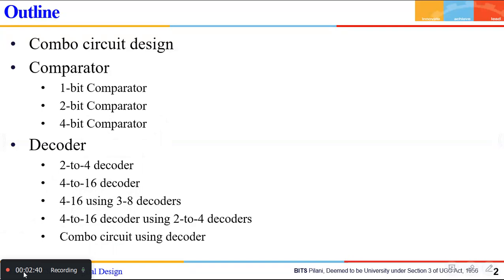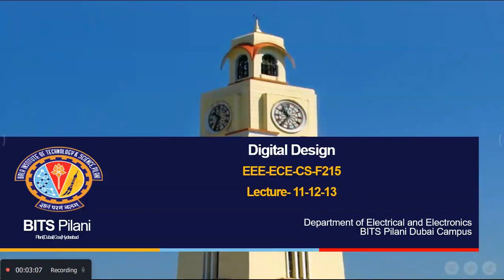Next you are going to study about the decoder, right? 2 to 4 line decoder, 4 to 16 line decoder, 4 to 16 using 3 to 8 decoders. This decoder is nothing but something that decodes the code and gives certain outputs. In a simple way, I want to tell you what a decoder is. It's very simple. Anybody can understand this. We are going to deal with that.